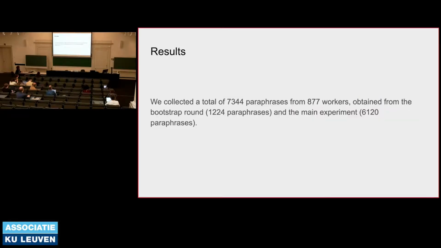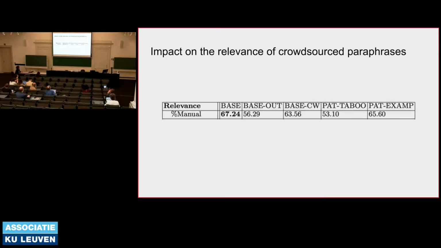Now let's see the results. We collected a total of more than 7,000 paraphrases from 877 workers, which we obtained between the bootstrap round and the main round of the experiment. In our paper, we list the criteria we use to judge whether a paraphrase is relevant to the input utterance. Here I'll primarily focus on summarizing our results.